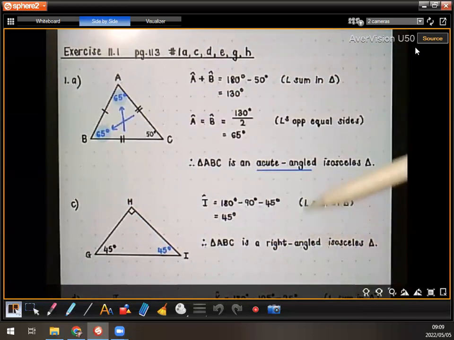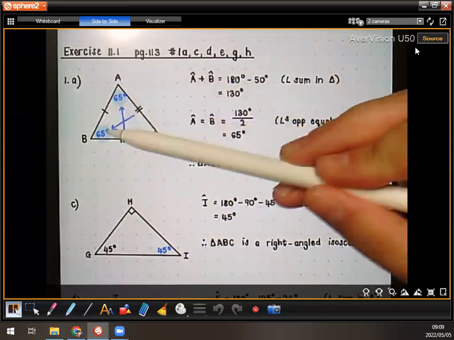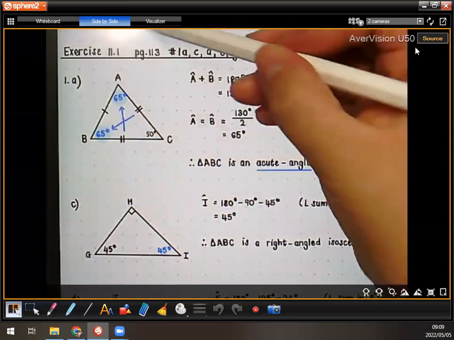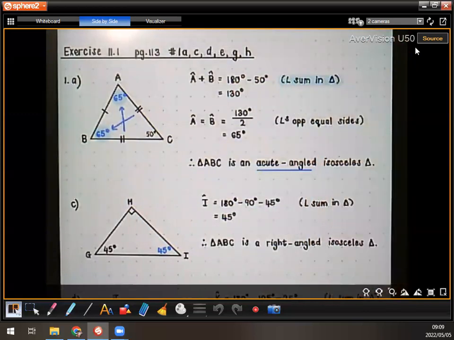Let me just quickly get through the explanation. The reason for that, guys, how do I know that those 2 angles must be 130? Because the 3 angles must be 180. So that reason is angle sum in triangle.